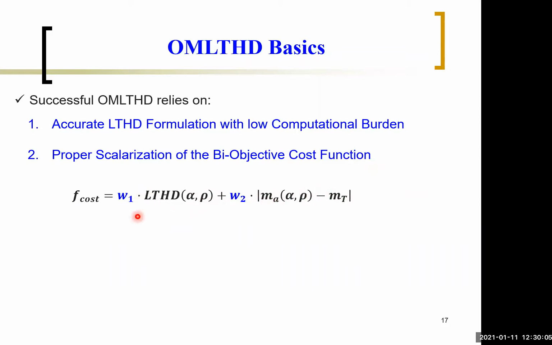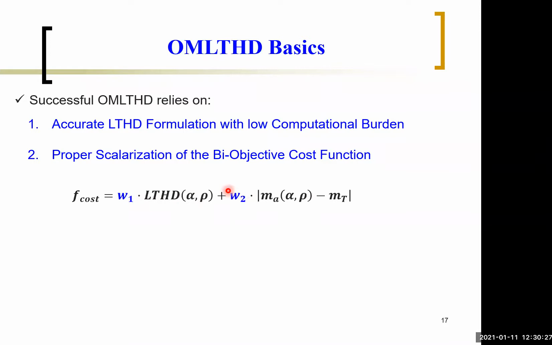So you want to find the optimum solution. If you don't select W1, W2 correctly, you're either going to find a non-optimal LTHD, higher than the true minimum you can get, or you'll get a higher modulation error. So if you're aiming for 0.4, you're going to get 0.42 or something like that. So this needs to be carefully selected.